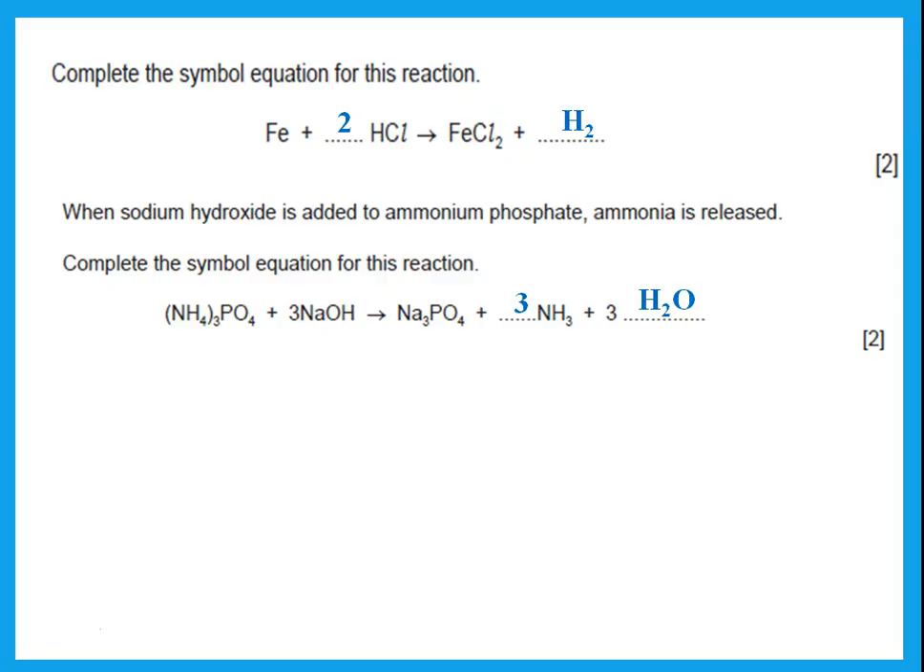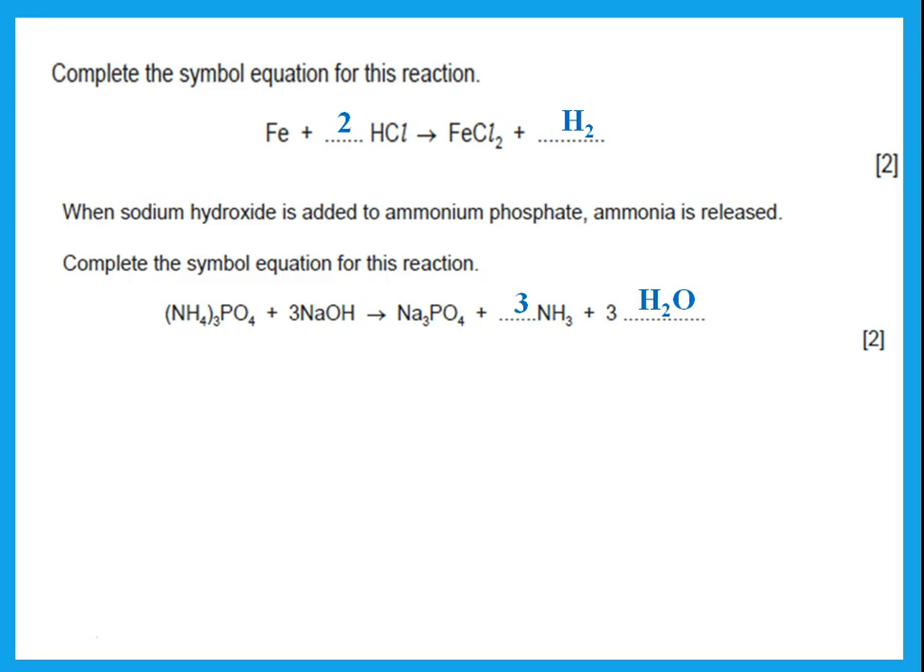Now, what else do we have? How many sodiums do we have? Before the arrow, we have 3 sodiums. Can you see that we have 3 sodiums before the arrow? After the arrow, we have 3 sodiums. So that is balanced. And how many hydrogens do we have in total before the arrow? Before the arrow, I have 3 times 4, that's 12, plus 3, so I have 15 hydrogens on that side.